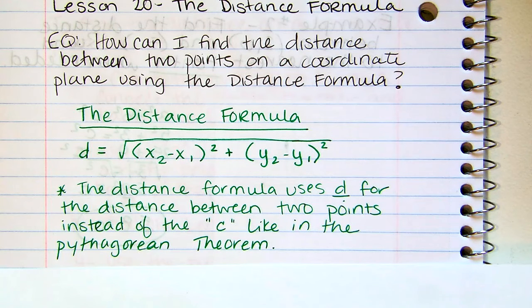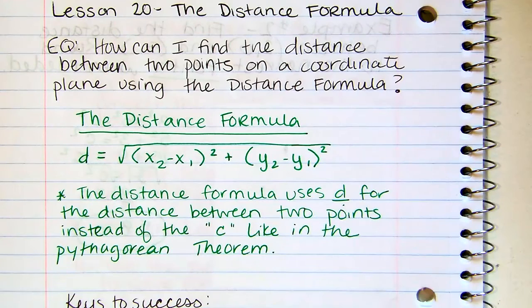The distance formula uses D for the distance between 2 points instead of C like the Pythagorean Theorem. So we're still finding the diagonal, which is the C, the hypotenuse, but here we're using D because we're specifically looking for the distance between those 2 points.